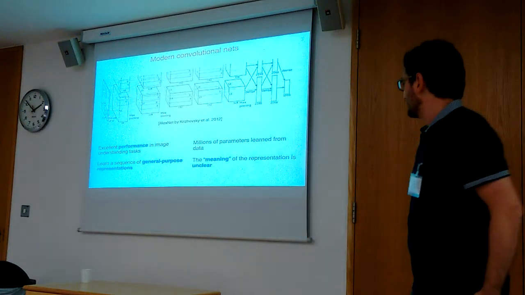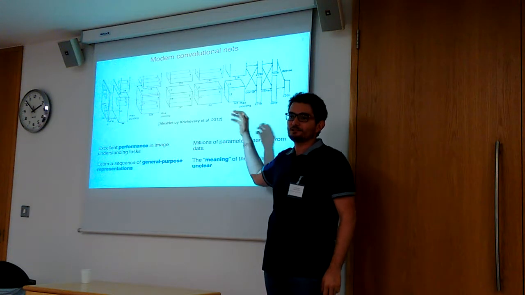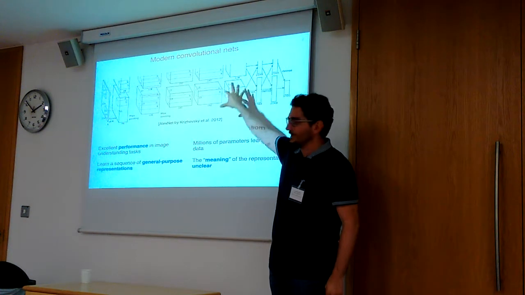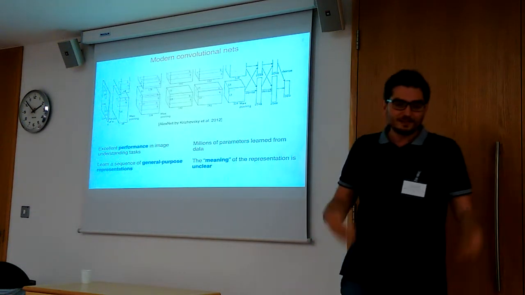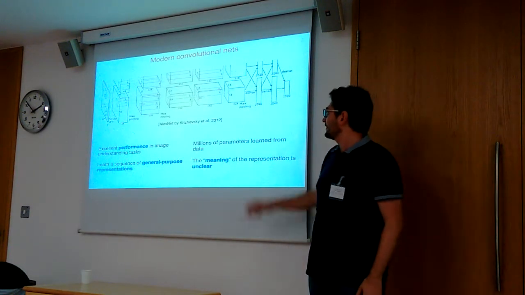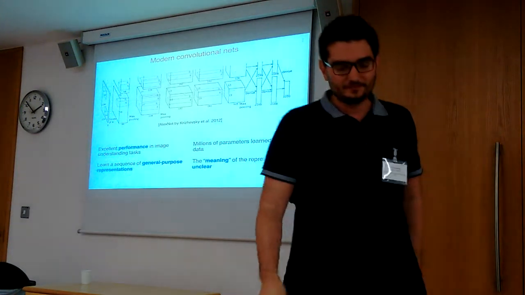Now, what's the bad news here? Well, the bad news is that it's a black box, so we don't really understand what it does. You have learned millions of parameters, and if you're a computer vision scientist, you might wonder what these parameters are for, what is happening inside this network. So the meaning of these operations is not really clear.